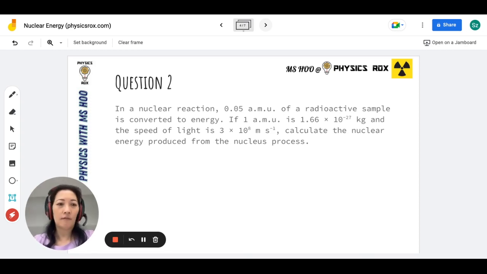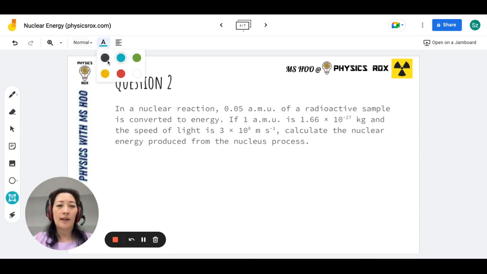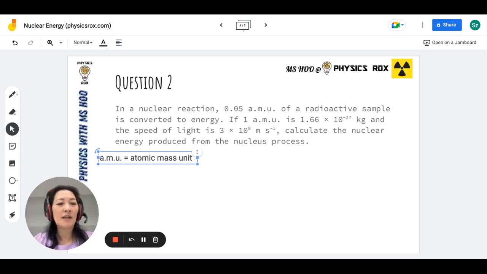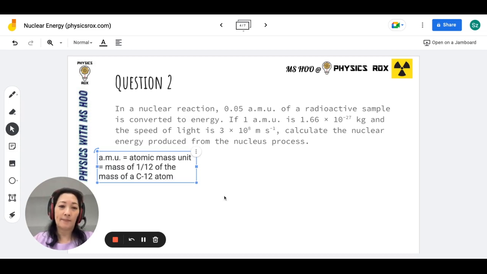If you're wondering, what is this AMU? Let me just write that out here. AMU stands for atomic mass unit. If you learn chemistry, it is very similar to the concept of relative atomic mass, but similar, not exactly the same. So what exactly is this atomic mass unit? One atomic mass unit is equivalent to the value of 1/12 of the mass of a carbon-12 atom.